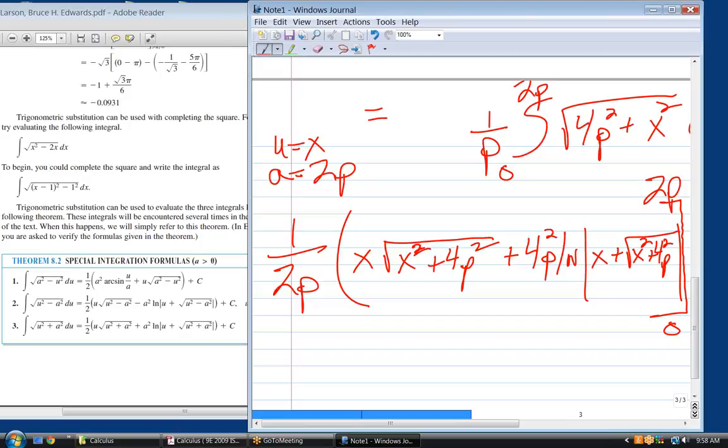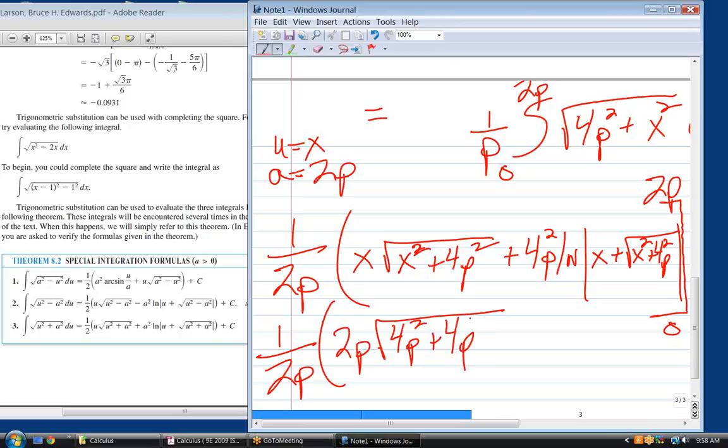We evaluate it by plugging in the upper limit into the variable. So I have 1 over 2p times x, which would be 2p, times the square root of 4p squared plus 4p squared, plus 4p squared natural log of 2p plus the square root of 4p squared plus 4p squared, that's 8p squared also.